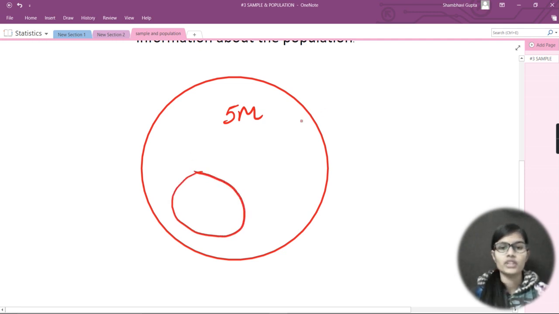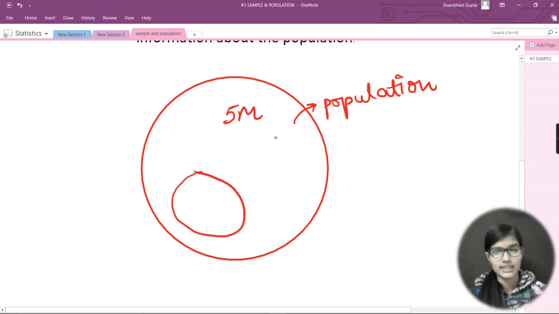This is the whole population. I want to do a survey for 5 million students from age 10 to 15 on how many hours they sleep per night. I can't do this for all 5 million people. It would create a mess, and it isn't possible for me to go to each and every person and take a survey. So for that, we introduce the term called sample.